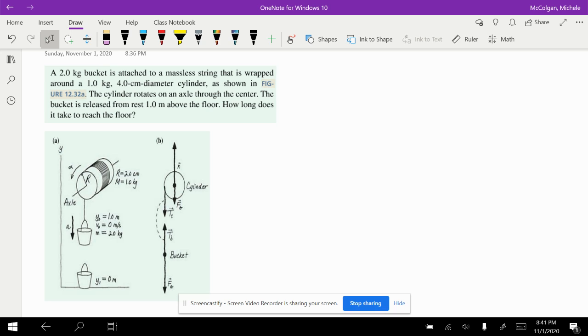A 2 kilogram bucket is attached to a massless string that is wrapped around a 1 kilogram, 4 centimeter diameter cylinder, as shown in the figure. The cylinder rotates on an axle through the center. The bucket is released from rest 1 meter above the floor. How long does it take to reach the floor?